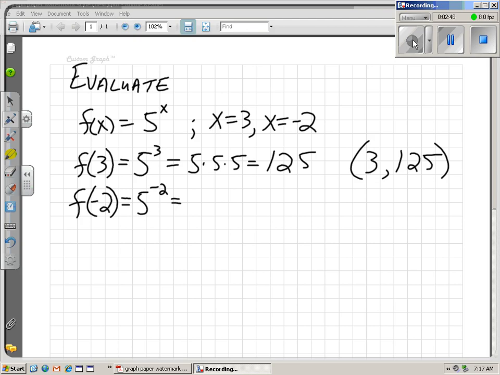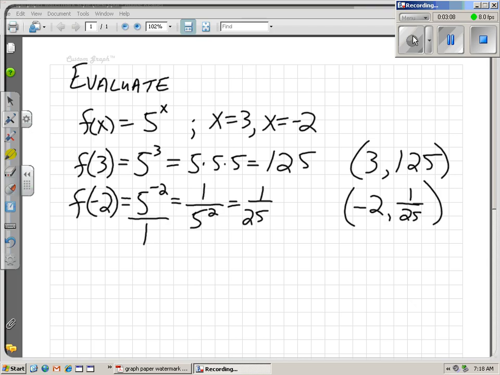f of negative 2, we put that in for x, it's 5 to the negative 2. Now remember, negative exponents mean you're going to flip that number. Watch what happens. It equals 1 over 5 squared. Think about 5 to the negative 2 as being over 1. We can put any number over 1. And then you flip it upside down, and now the 5's on the bottom, and its exponent becomes positive. And we get 1 over 25. So if we put negative 2 into the function, we get 1/25. And notice that's a small number.